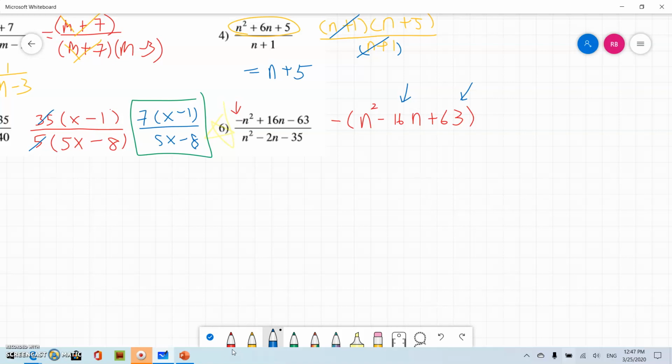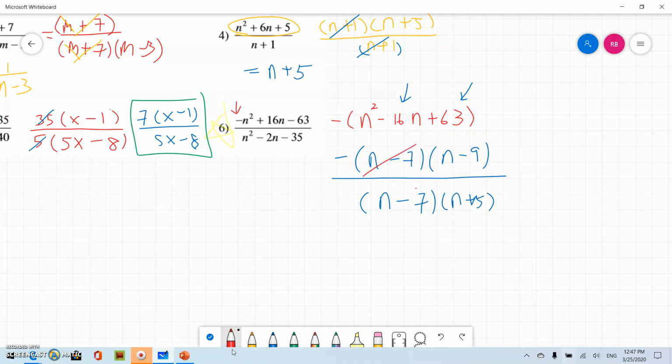And 7 times 9 does add up to 16 if both 7 and 9 are negative. So n minus 7 and n minus 9 is on top. And then the bottom, it was n minus 7 and n plus 5 because we did this right before this example. And then you can cancel out n minus 7s, and then minus, right? Negative can stay in the top or in the middle, but make sure that you do have that negative there. So that's the answer for number 6.